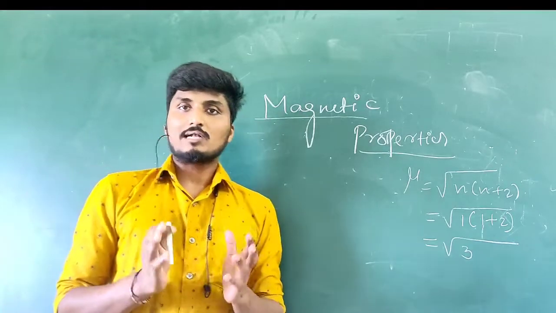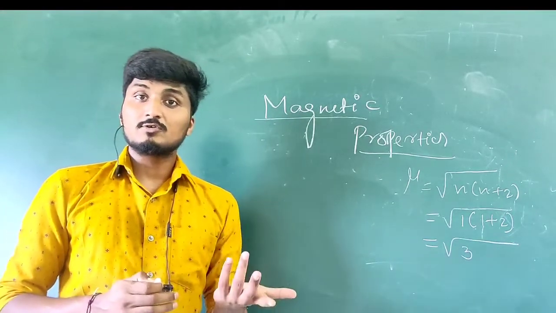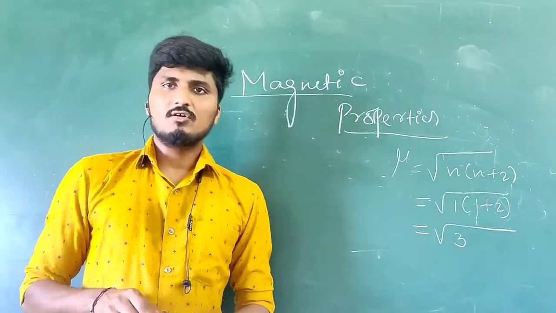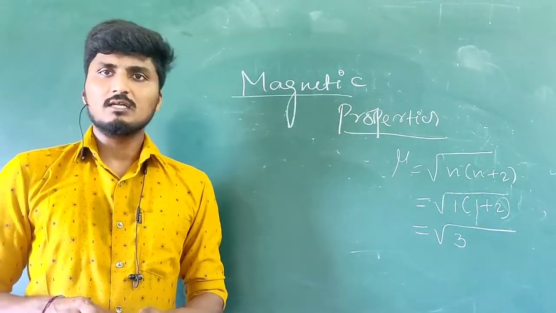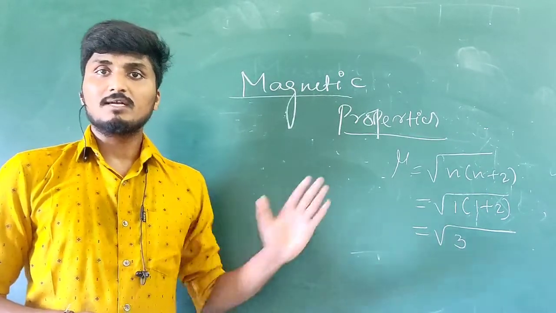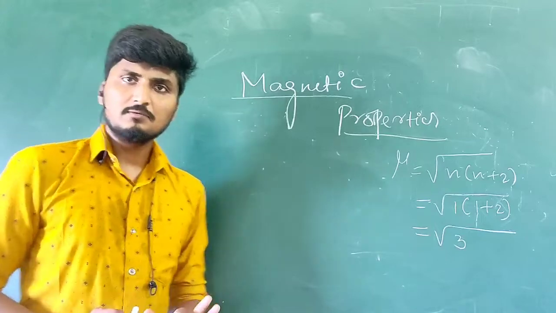There are two data they have given in your textbook: observed, and calculated is also given. So between observed and calculated there will be some small variation, so you don't need to get any tension about that. Okay, understand?